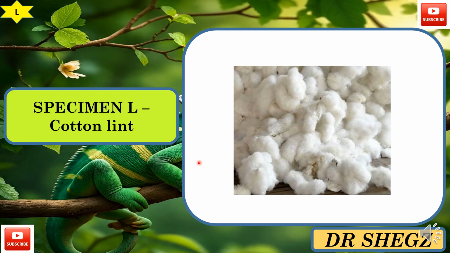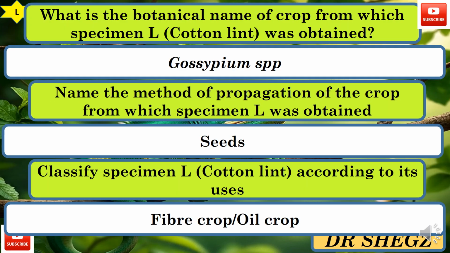Specimen L, cotton lint with the seed. Now, they asked for the botanical name of the crop from which the cotton lint was obtained. That's Gossypium species. Gossypium hirsutum, any of the Gossypium species. Name the method of propagation of the crop from which specimen L was obtained. Seeds. And of course, it's a fiber crop or oil crop. It's a fiber crop, also an oil crop.